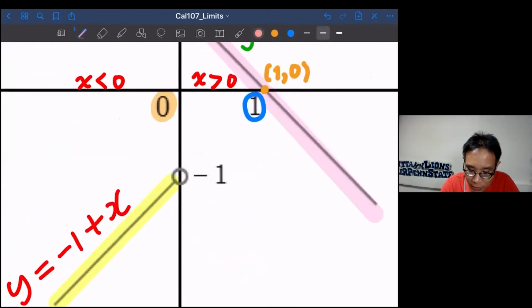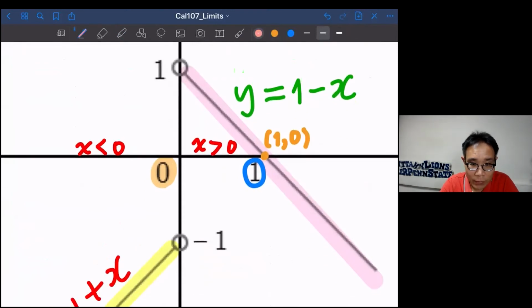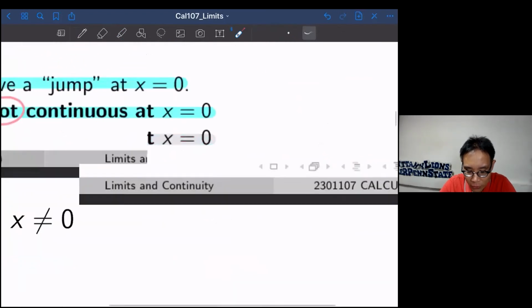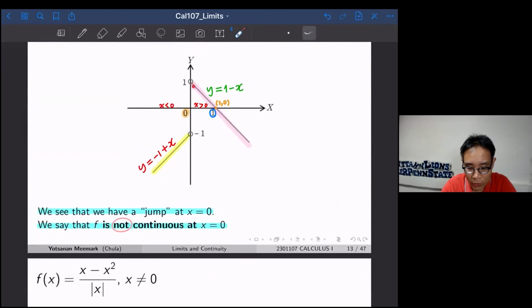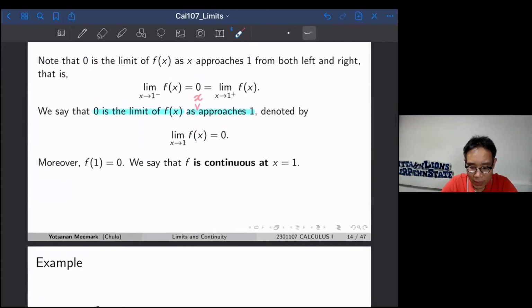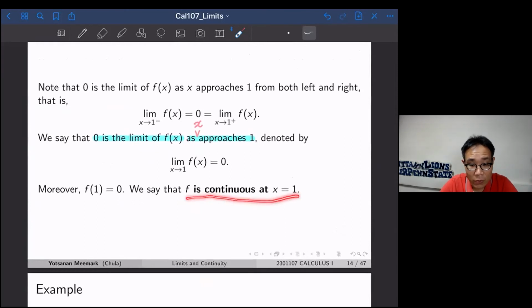you see that the graph has no jump and no hole like the other one, where you had a hole. The graph is very smooth in this case, so we also say that the function is continuous. Continuous means that you can walk from here to here without any skip or jump at all. So the function f is continuous at x equal to 1.